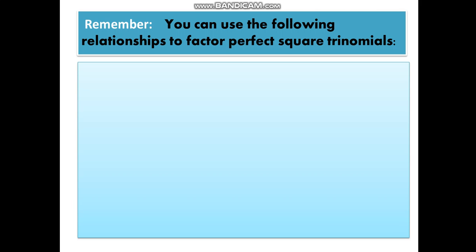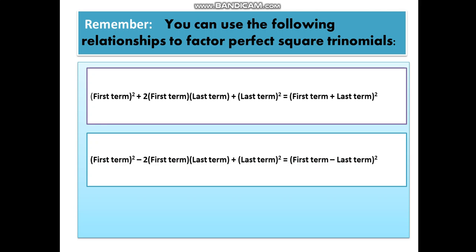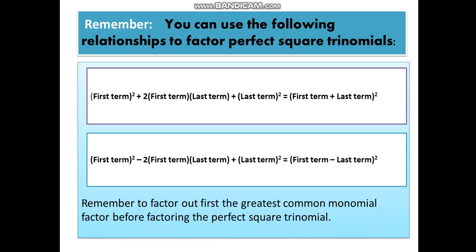Okay, so remember, you can use the following relationships or pattern to factor a perfect square trinomial. The first pattern: if the signs in our trinomial are all positive, you're going to use a positive sign also. Then, if the sign in your trinomial is negative, then you're going to use the negative sign also. So remember to factor out first the greatest common monomial factor before factoring the perfect square trinomial.